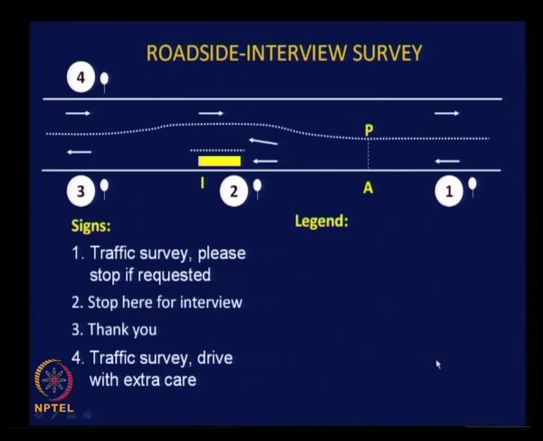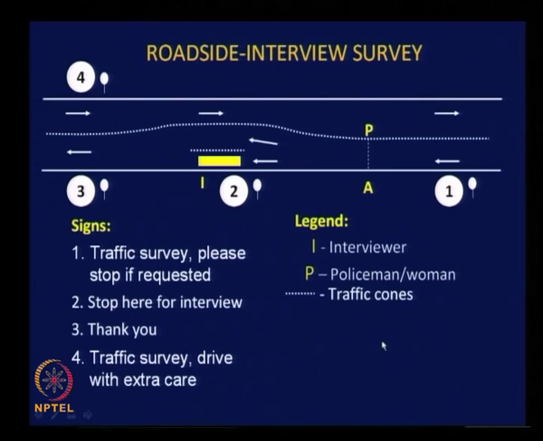And then I stands for interviewer. The interviewing person will be located at this point. Then P, policeman or woman. I do not want to be gender biased, so it could be either policeman or policewoman, here at the center of the road. And then the dots indicate traffic cones, because it is only a temporary traffic arrangement, you can use traffic cones and create space for conducting a survey.